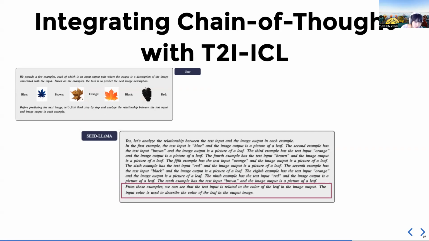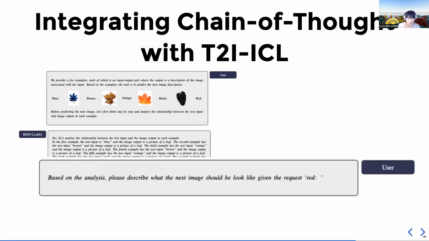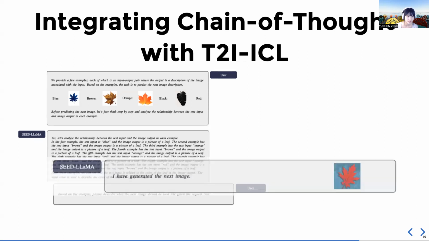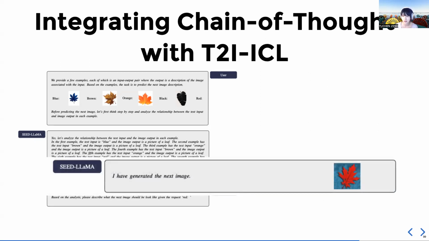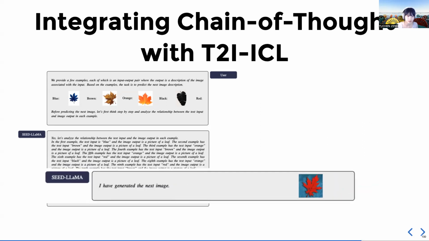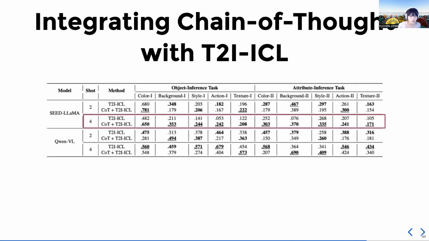It says, from those examples, we can see that the text input is related to the color of the leaf in the image output. The input color is used to describe the color of the leaf in the output images. Then after receiving the analysis, we ask the model to describe what the next image should look like based on the analysis, and SEED-LLaMA generates the correct image for us. Here we found that after integrating chain of thought, it greatly improves the performance. This is mostly observed in the case of SEED-LLaMA.